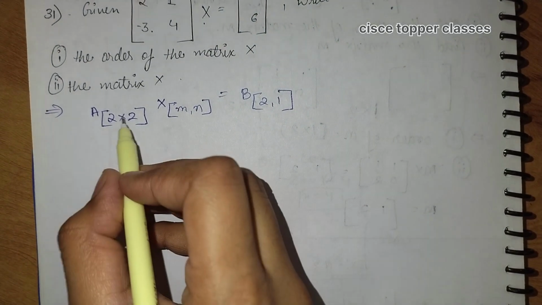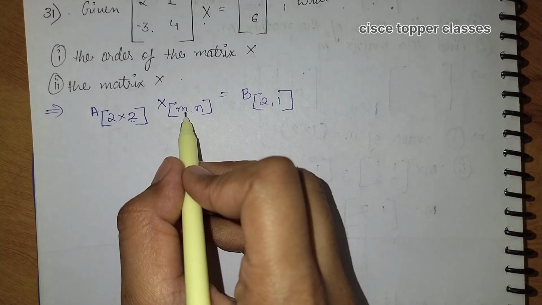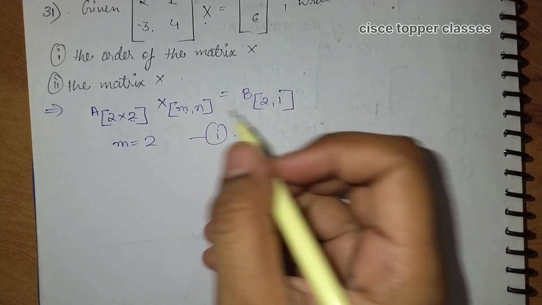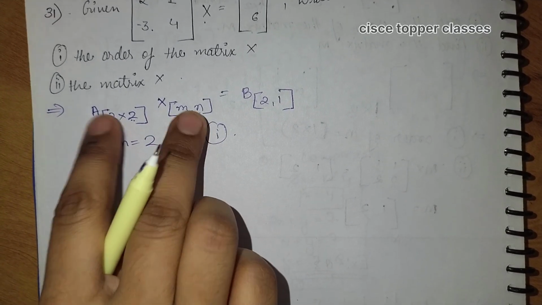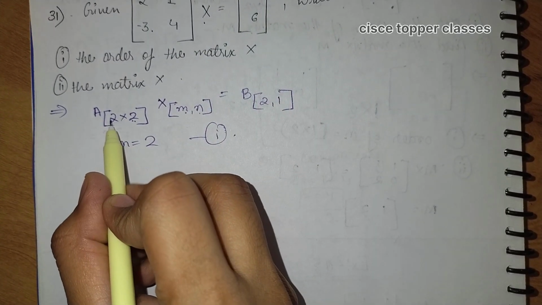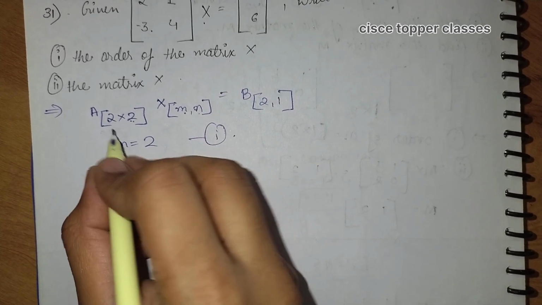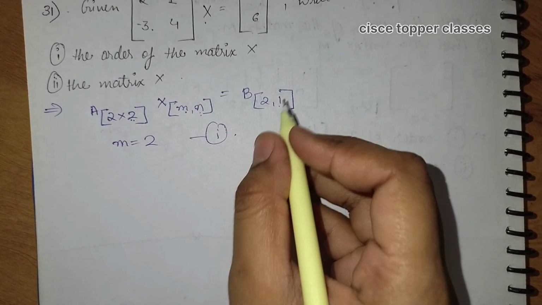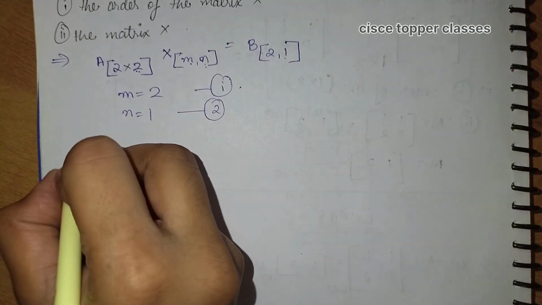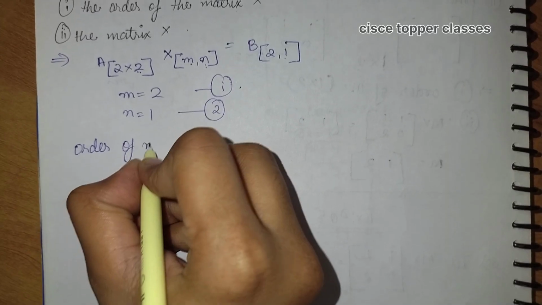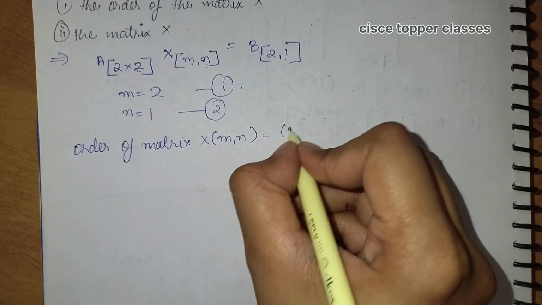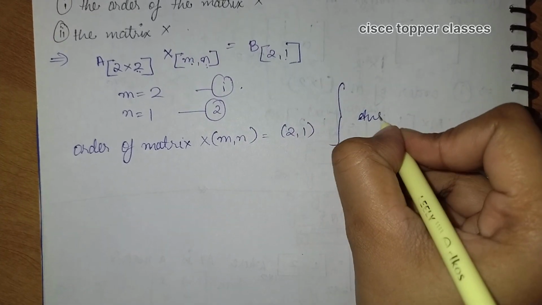We know the number of columns of A should be equal to the number of rows of X. Hence M is equal to 2 from there. This is the first part. Now, on multiplication of two matrices, the matrix obtained is of the order of the number of rows of the first matrix and the number of columns of the second matrix. Hence, on comparing the number of columns, we have N is equal to 1. This is the second part. So the order of matrix X, that is M comma N, is 2 comma 1, the final answer of this question.